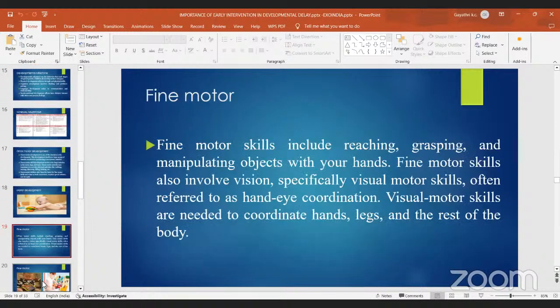Next is fine motor. What is meant by fine motor? The word itself gives you fine structures. Fine motor skill includes reaching, grasping and manipulating objects. Manipulating means transferring from one hand to the other hand. Fine motor skills also involve vision. Specifically, visual motor skills refer to hand-eye coordination. If the baby touches things and brings them to the mouth by hand, that is hand-eye coordination. Can you see this? This is fine motor.